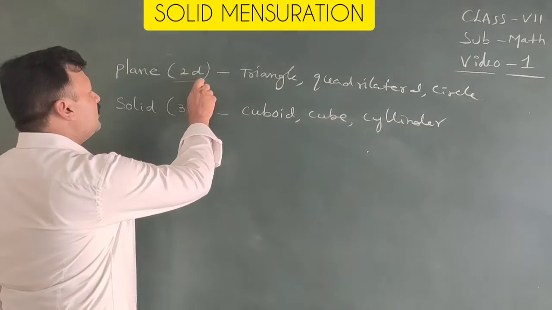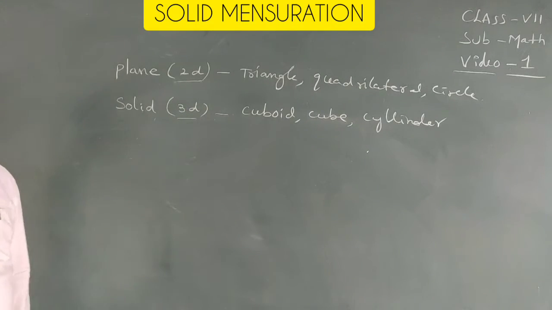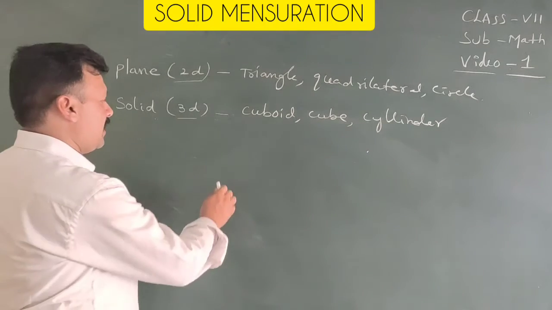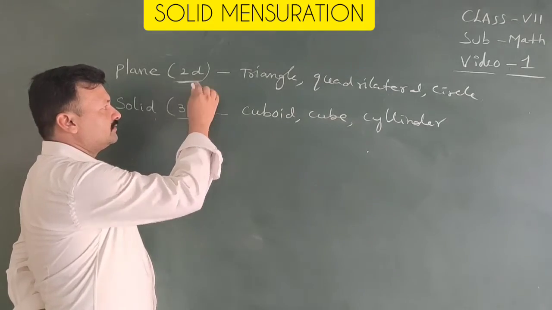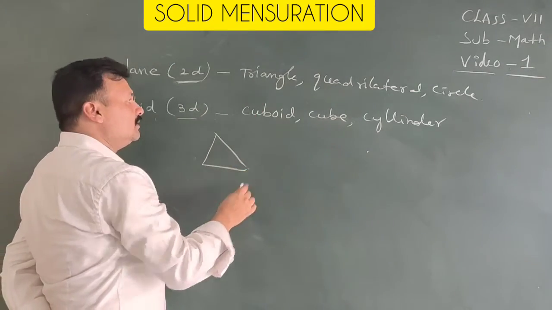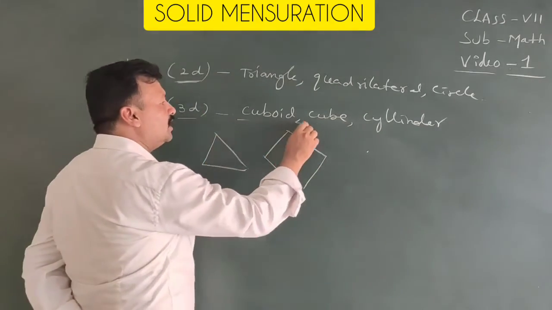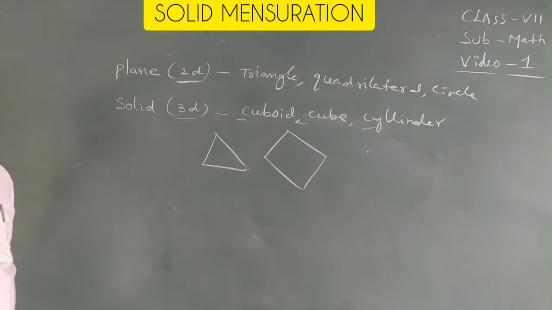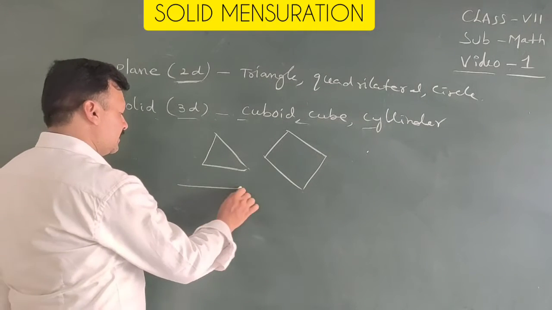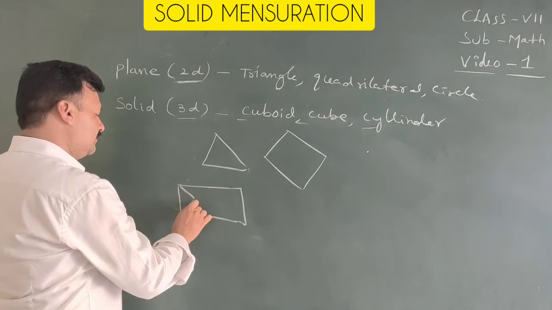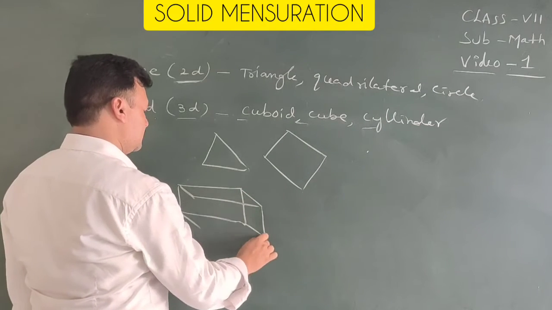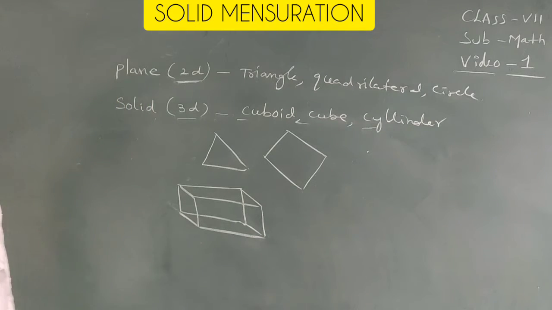Here, two-dimensional and three-dimensional. What is the difference between the dimensions? Two-dimensional figures we can draw on a paper. For example, a triangle we can draw. Quadrilateral also. Here, cuboid, cube, cylinder also we can draw, but one space is invisible. That is the third dimension. For example, a cuboid is given, some invisible parts it has. That is the third dimension.